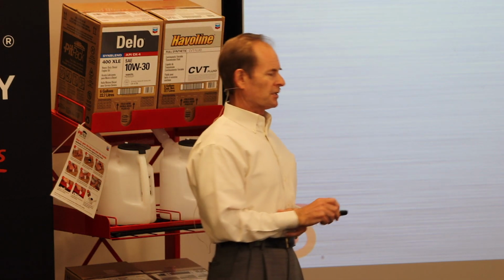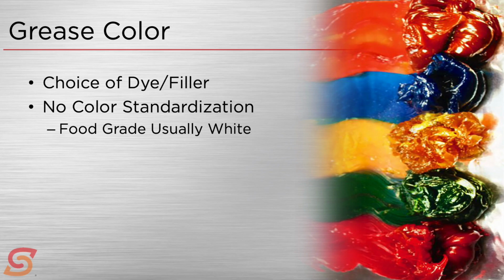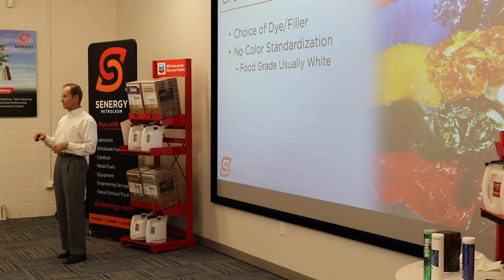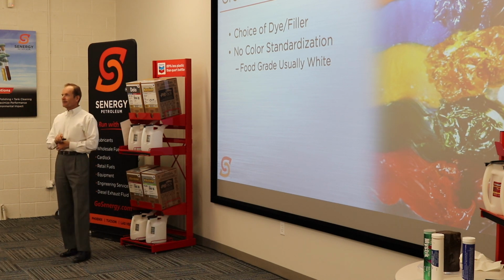The closest thing that there is to a standardization, your food grade grease is almost always white. Okay? And that kind of makes sense if you're running a really nice bakery or processing plant with all these people running around in white uniforms and you got your bearing oozing out black grease. That doesn't look real good. Okay?